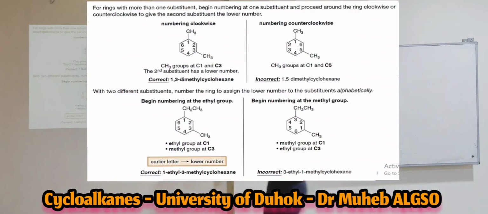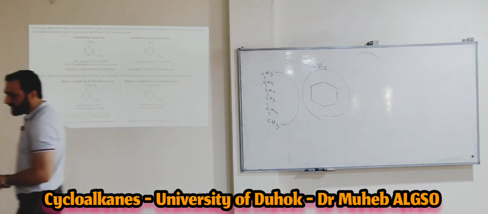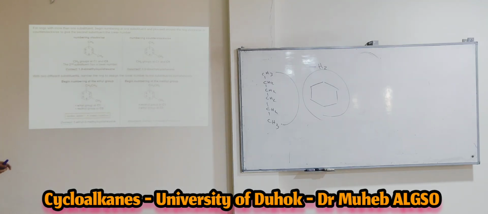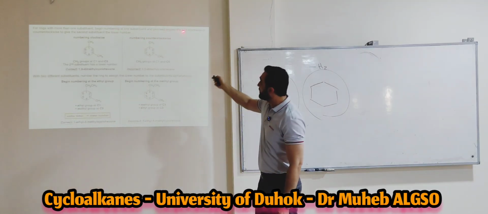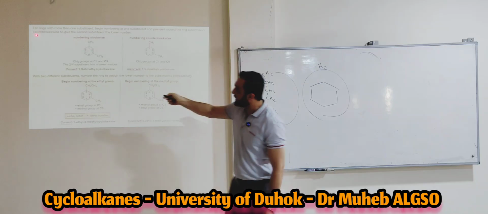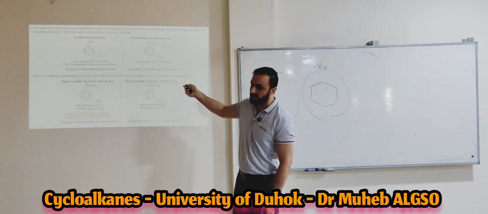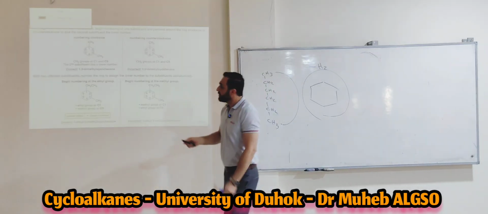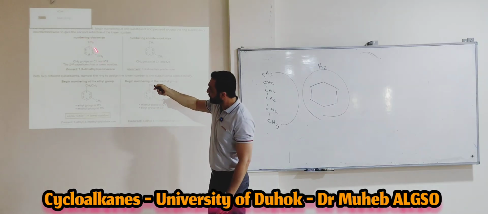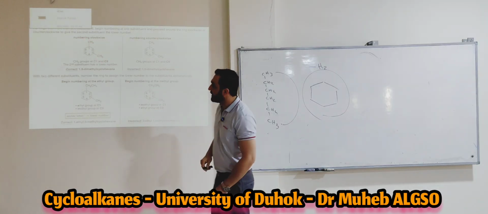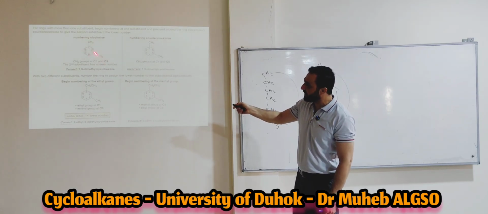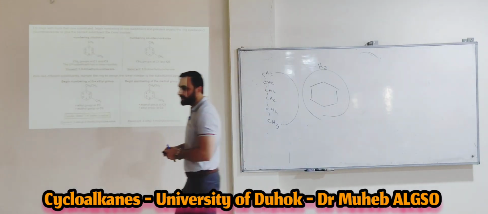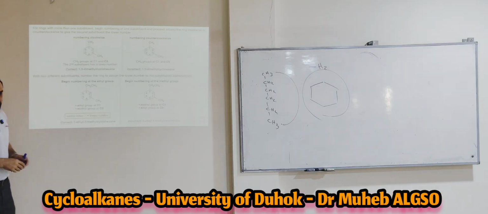Now, for rings with more than one substituent, begin numbering at one substituent and proceed around the ring clockwise or counterclockwise to give the second substituent the lower number. We know this, yes? For example, we have here two methyls. Both of them are identical, there is no difference. Put number 1 on either one and start to number the carbon atoms.